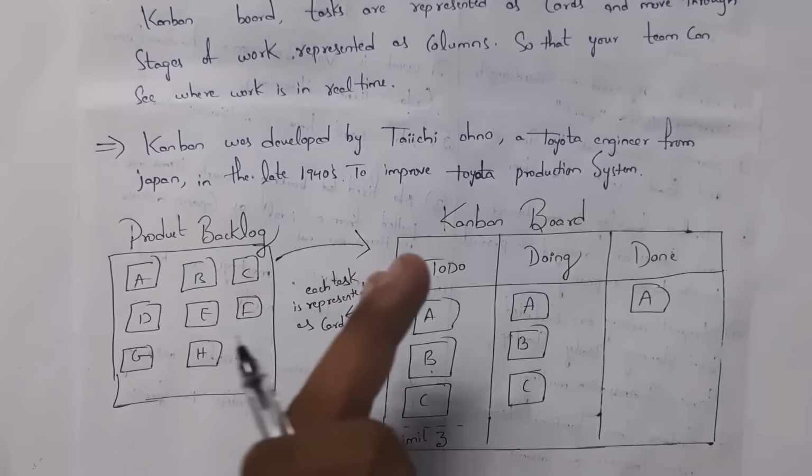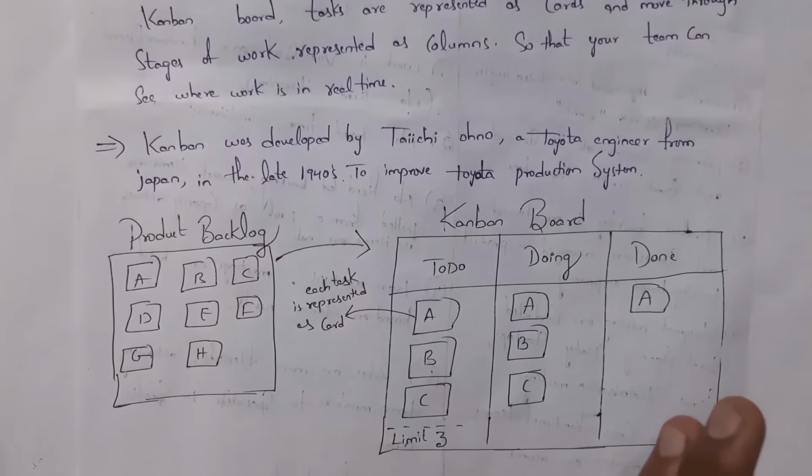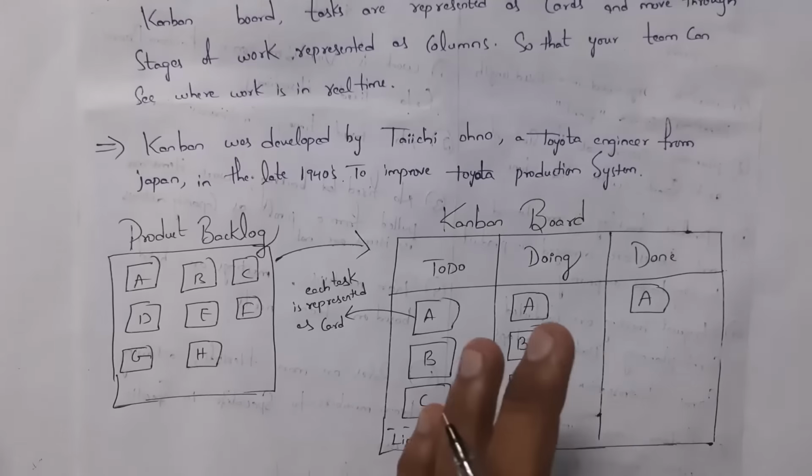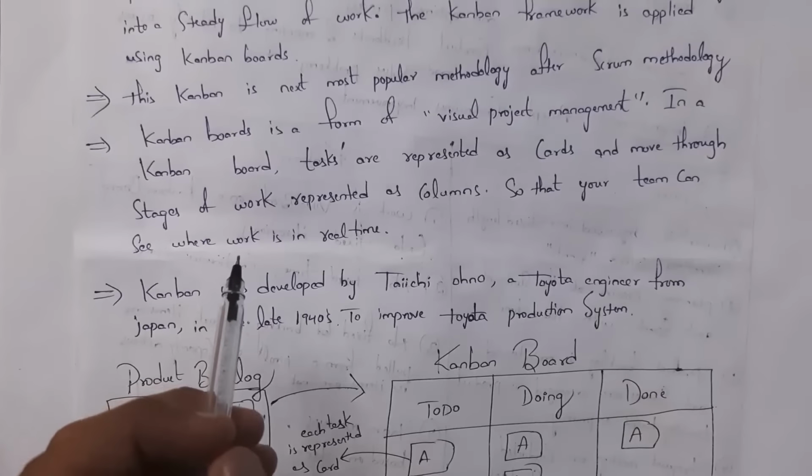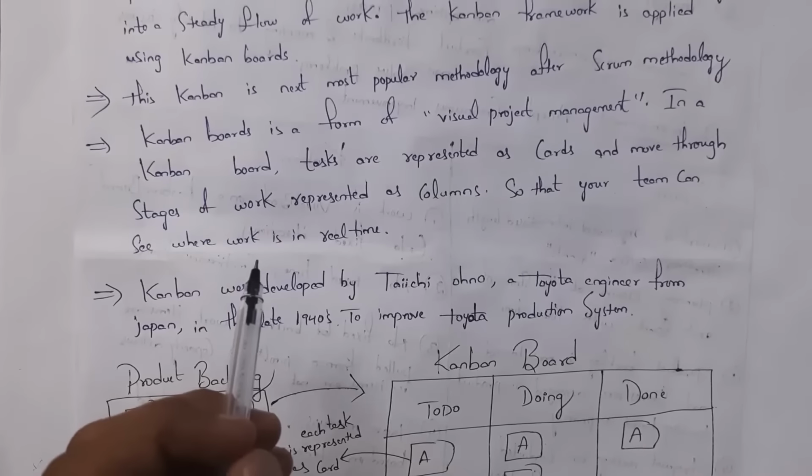Initially they will take the first 3 cards and then they will complete the work. And again after that they will take other cards. This is how they complete a project using the Kanban methodology. So Kanban is one of the popular methodologies after the Scrum methodology.